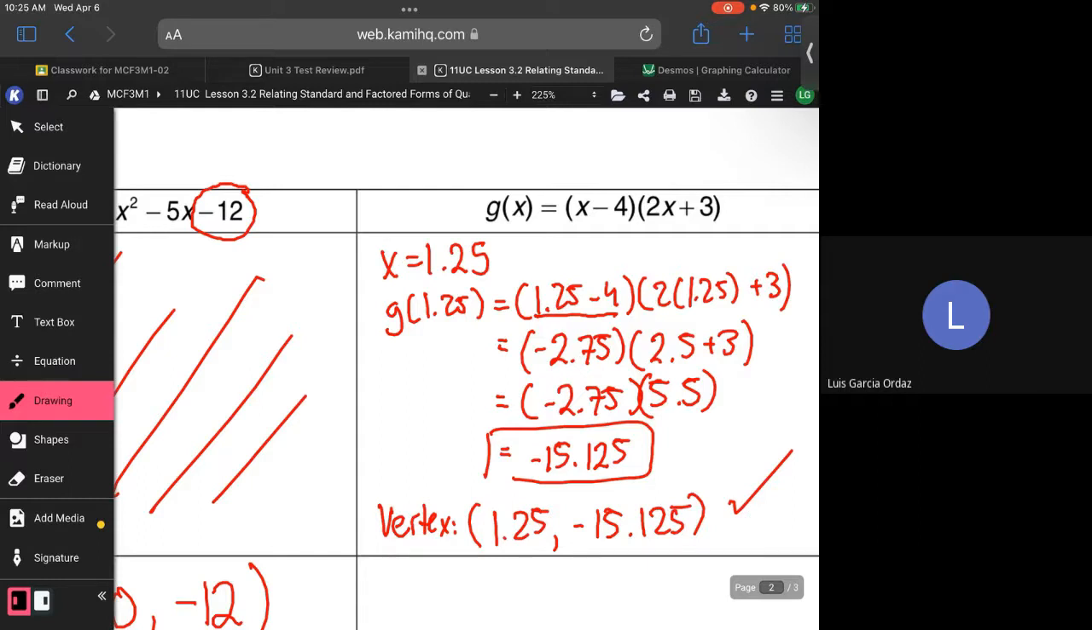So for the vertex, you get the axis of symmetry and the y value to find the vertex. And what we're just doing is finding the y value of the vertex. The axis of symmetry gives me my x, but now I have to use that to help me find my y value.